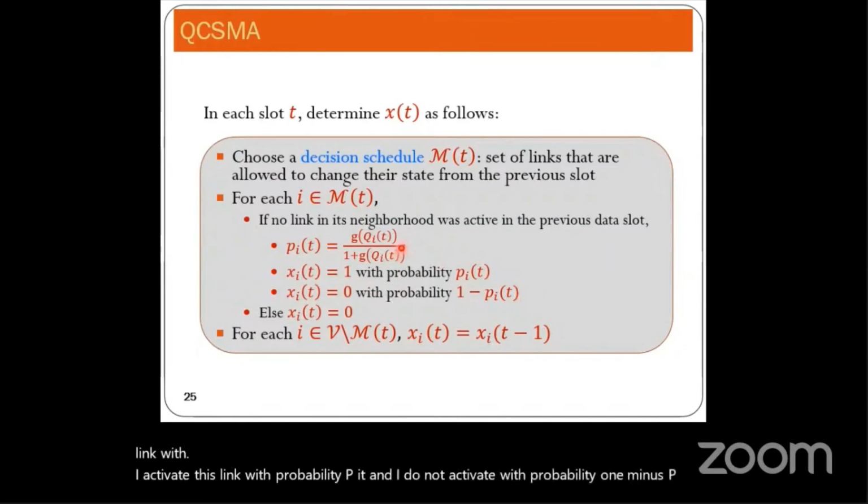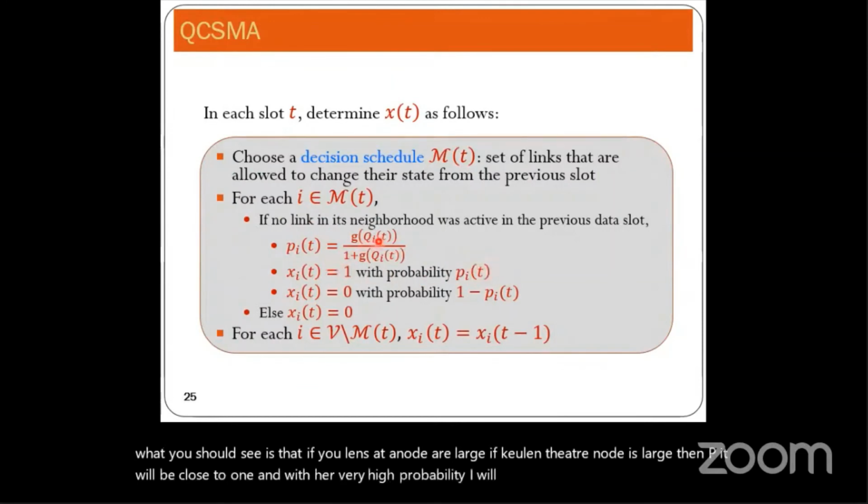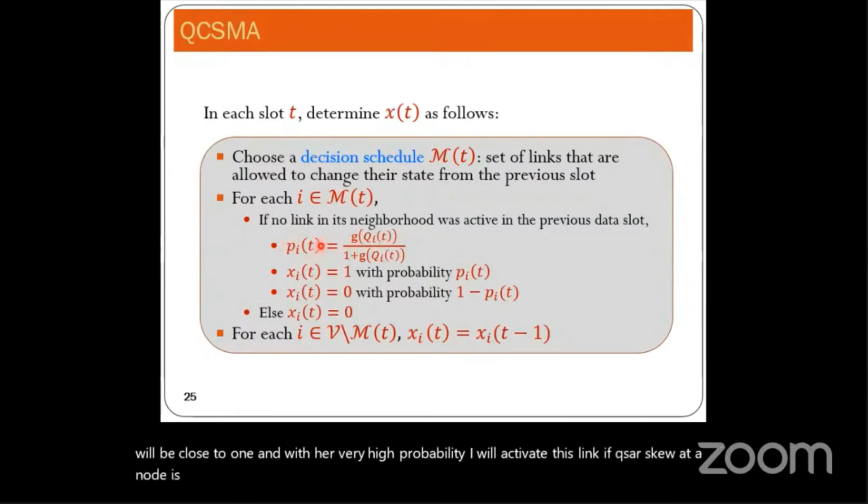So what you should see is that if q length at a node is large, then pit will be close to 1, and with very high probability I'll activate this link. If q at a node is small, then pit will be close to 0, and with very high probability I'll not activate it, right?